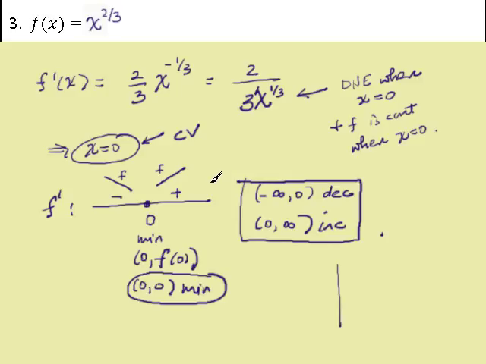I'll just quickly draw the graph, although we really don't have enough information to draw the graph until we do the next section. But the graph looks like this. It comes down to a point here and goes up again. All right, so that's pretty much y equals x to the 2/3. So this pointy minimum occurred at a place where the derivative does not exist.